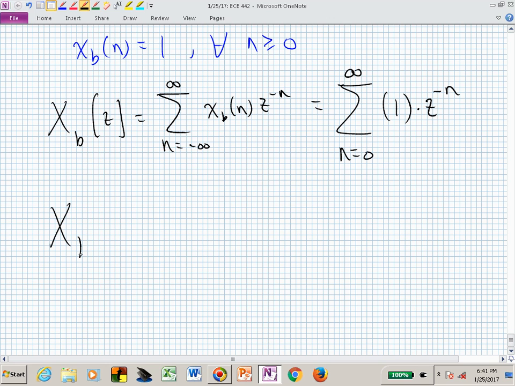Well, that's now X sub b of z equal to 1 plus z to the minus 1 plus z to the minus 2 plus z to the minus 3 plus etc. That's the z transform of the unit step. But it might be nice to have a closed form solution. We know what the Laplace transform of a unit step was: a ratio of polynomials in s, 1 over s. It'd be nice if this looked something like that. Does it? No. So let's look for a closed form expression of this.